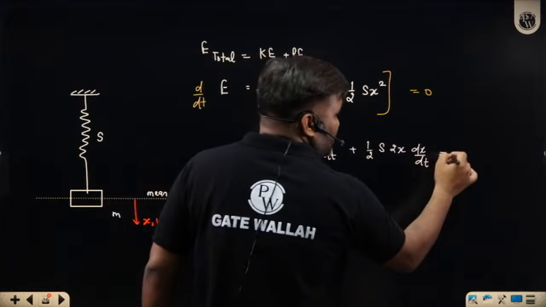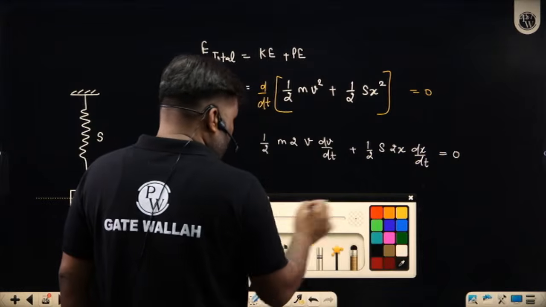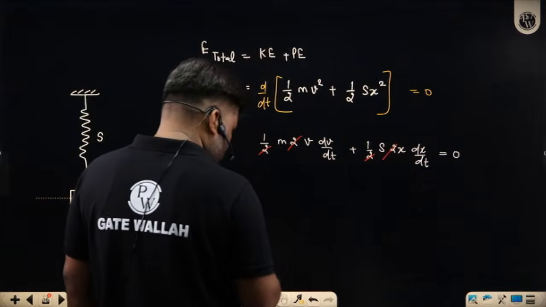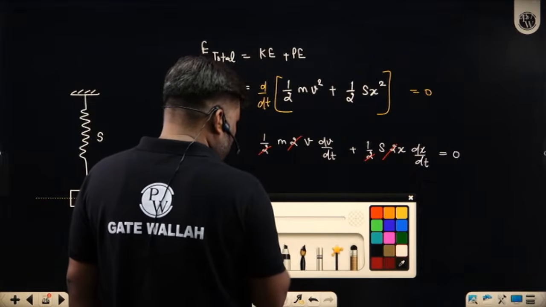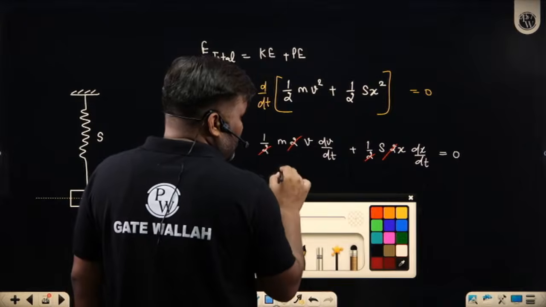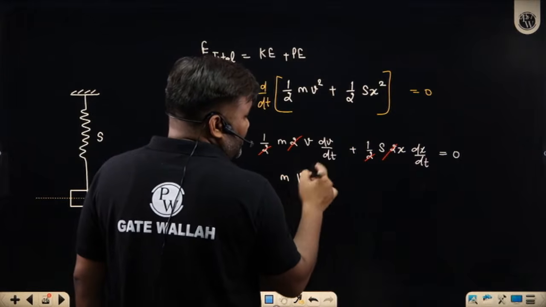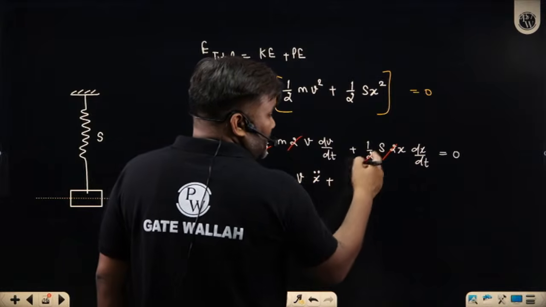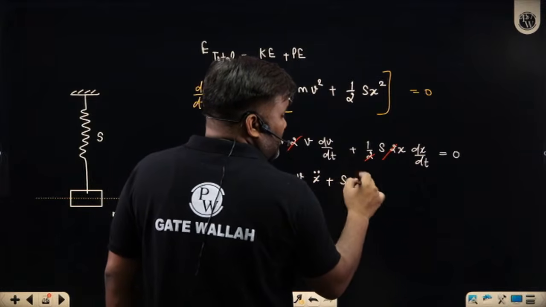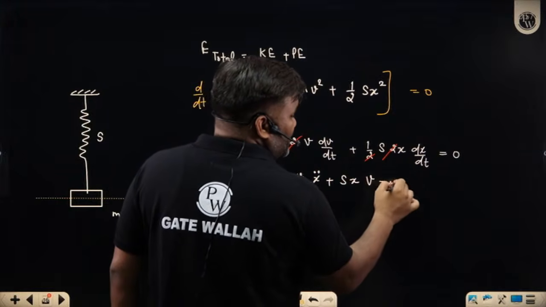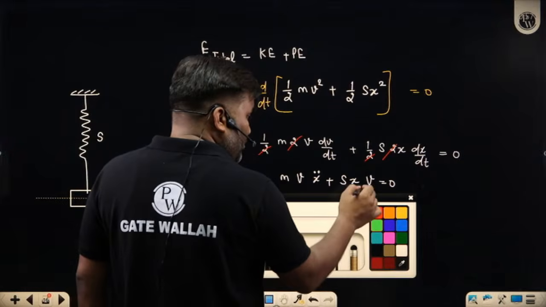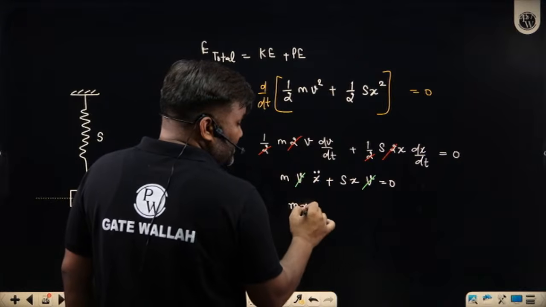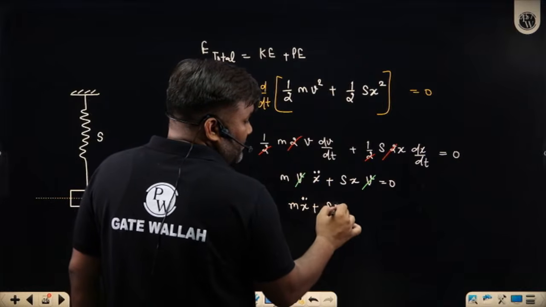And this entire thing is equal to 0. I think q 2 is getting cancelled. This 2 gets cancelled. What can you write? You can write this as m, this is velocity v, dv by dt is acceleration. Acceleration is x double dot, plus s into x, into dx by dt which is velocity v, is equal to 0. So this v also gets cancelled. Ultimately what I am left with is mx double dot plus sx is equal to 0.